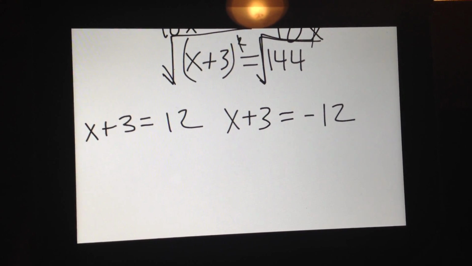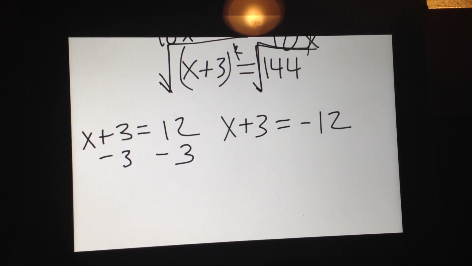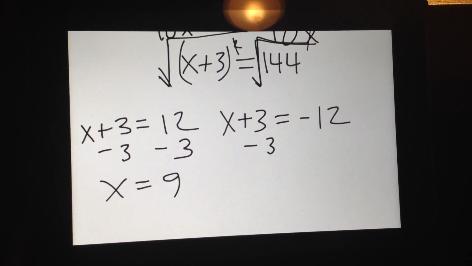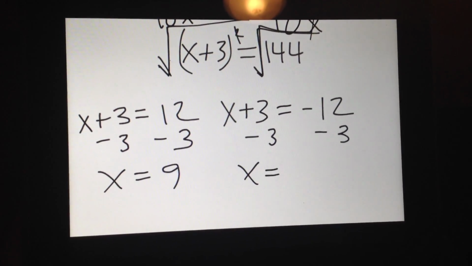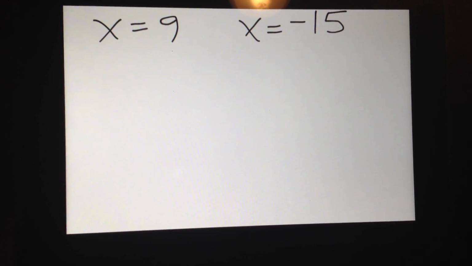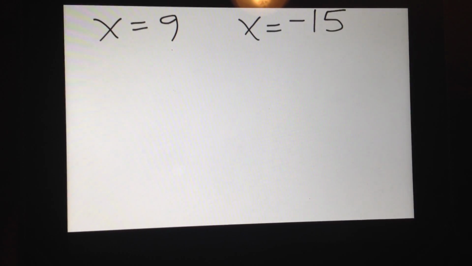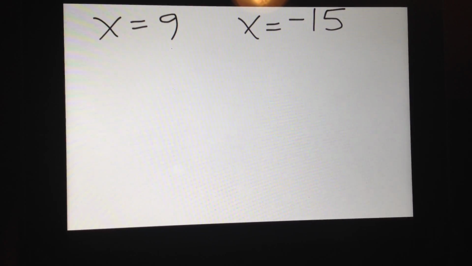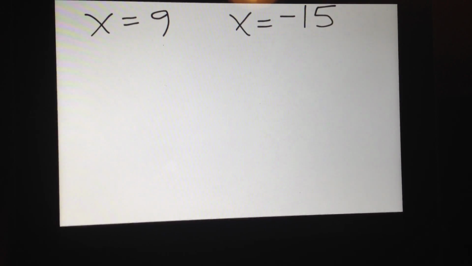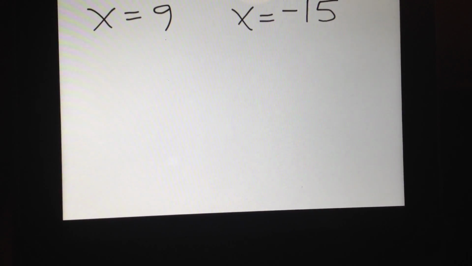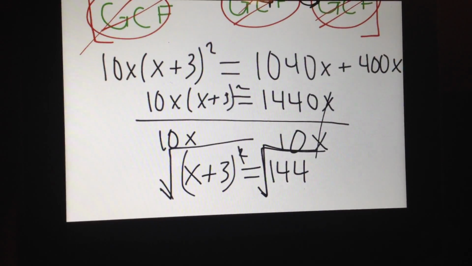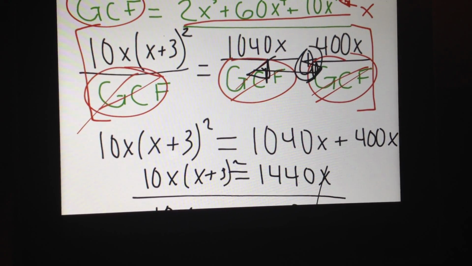So now you solve for x. Minus 3, x equals 9. And then minus 3, x equals negative 15. Now, once you get your two answers, a way you can check to make sure you don't have an extraneous solution is you just plug in what you got for x back into the equation. So if I just put these all together, I'm going to go up and use this equation.